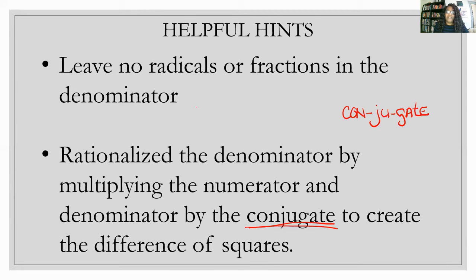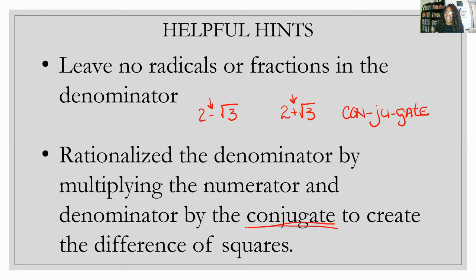So for example, if in the denominator we had 2 minus the square root of 3, the conjugate of this expression will be 2 plus the square root of 3. Notice the difference. The only difference is the operations. Because remember, if I'm doing this through multiplication, the signs have to be opposite. One has to be positive, the other one has to be negative in order for me to do my difference of squares. So right now we're looking at words.